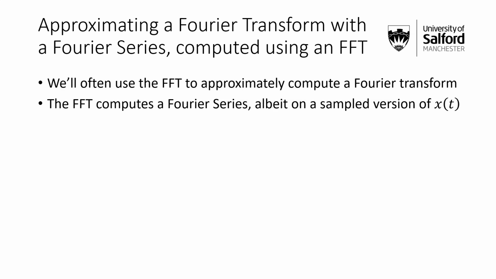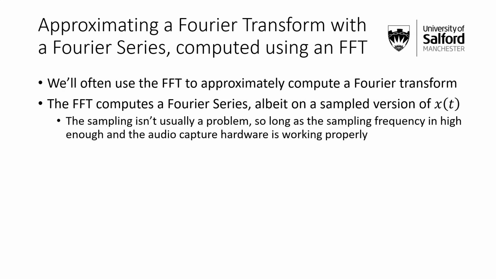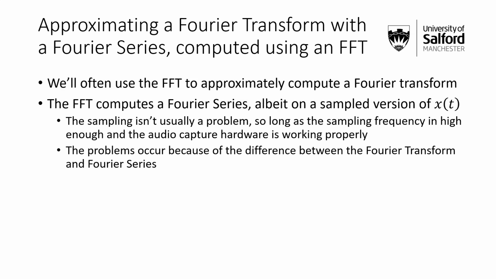And potentially there could be problems with this sampling, but that isn't usually the problem actually, so long as the sampling frequency is high enough and the audio capture hardware is working properly. I'd say there's a huge area of DSP and audio system design to make sure that does work, but in practice engineers sort those things out very well, so it doesn't tend to cause an awful lot of trouble. The problems that we need to understand occur because of the difference between the Fourier transform and Fourier series. Let's start off just by looking at an example.